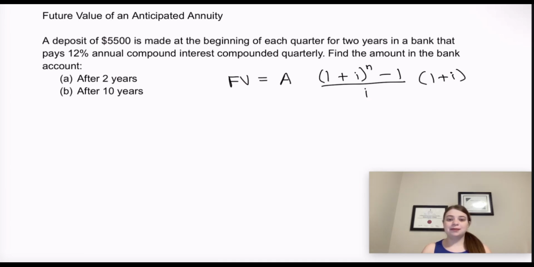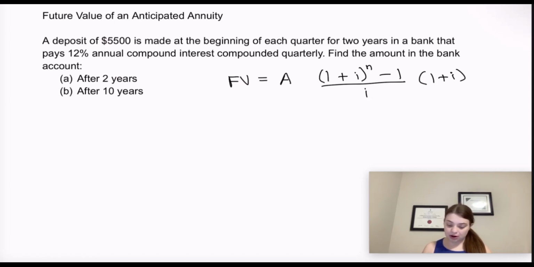Okay, so let's recap. For after 2 years, basically this deposit of $5,500 will have been made 8 times, right? 1, 2, 3, 4 times in year 1, and then 4 times again in year 2. And the bank is going to every quarter pay 12% annual compound interest as well. And so we're going to end up with more than just $5,500 times 8. So how can we figure this out?